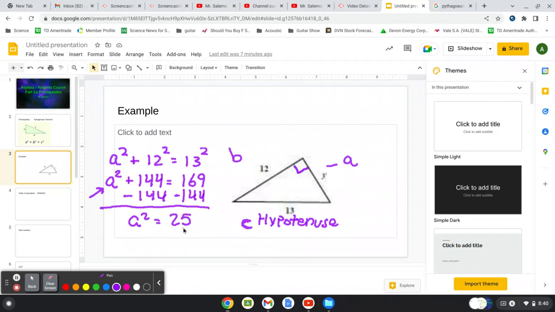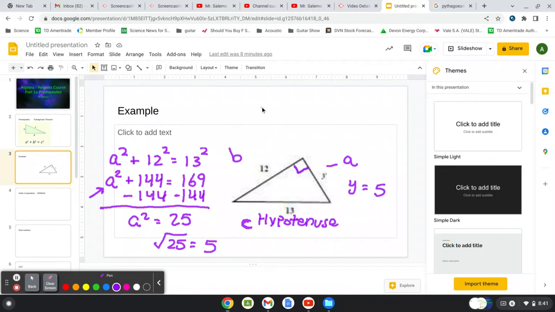Now, you don't have to be a calculator here. You can use a calculator, right? But you should try to know at least 12 squared, 13 squared, 14 squared, and 15 squared. Know those. You see those a lot. So if A squared is 25, remember we want the square root of 25. So that means we get A equals 5.